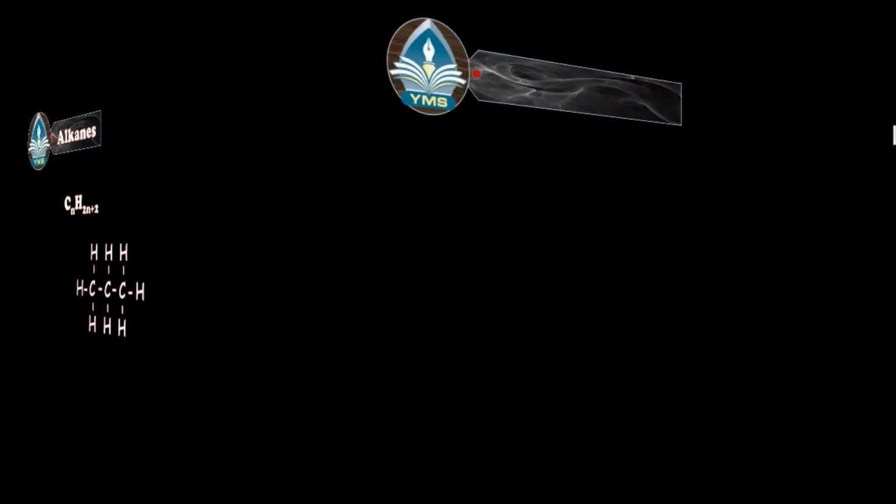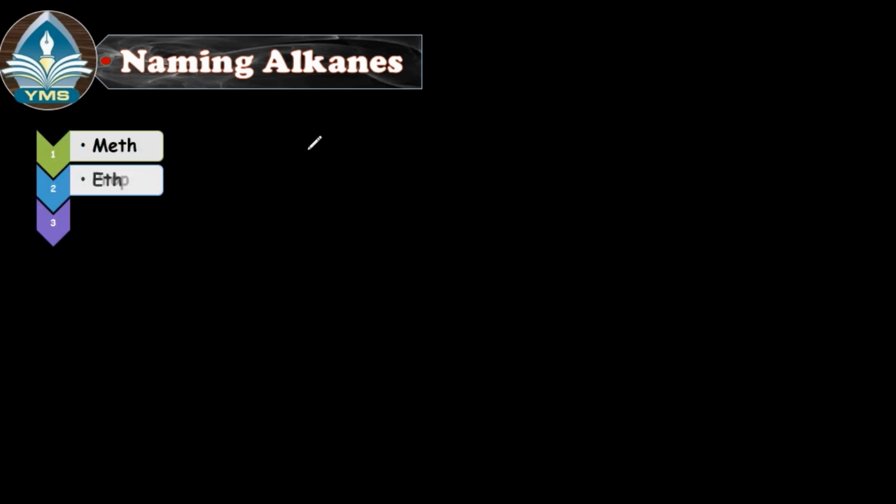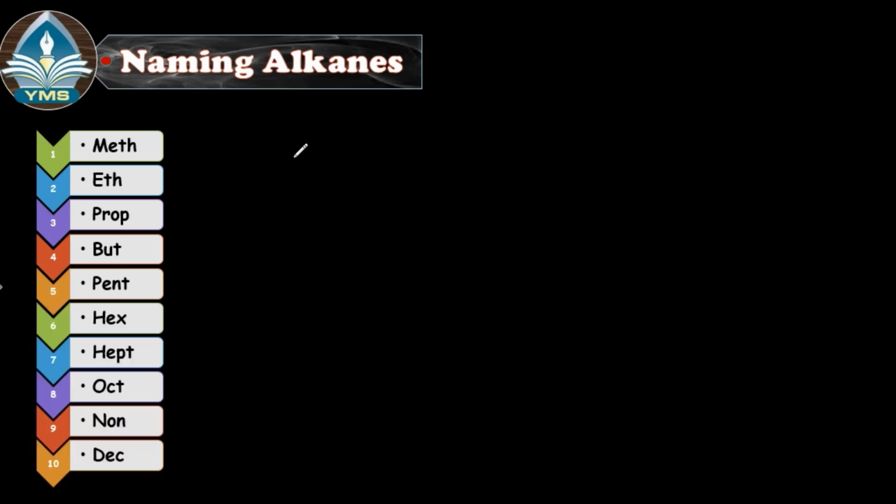So now we are going to look at how to name these compounds. To name the alkanes, we give the number of carbons, then we end it with -ane. We give the number, and for the numbers of carbon, if you have 1 carbon, it's going to be meth. If you have 2, it's going to be eth. If you have 3, it is prop. 4, but. 5, pent.